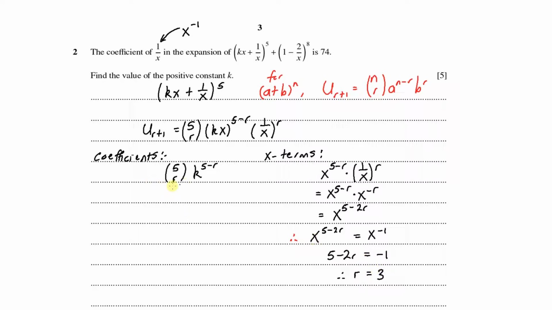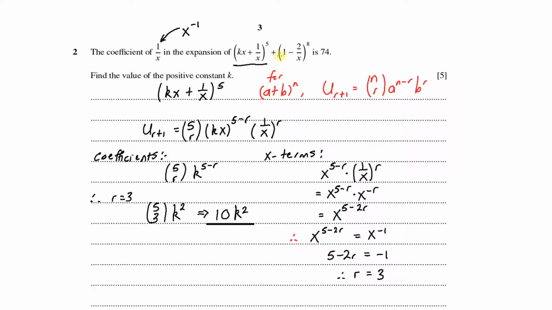So the coefficient will come out as 5 choose 3 and k to the power of 5 minus 3, which is k squared, and 5 choose 3 is 10, so we get the coefficient of 1 over x to be 10k squared. So that's how we can find the coefficient of 1 over x in the binomial expansion of (kx + 1/x)^5.